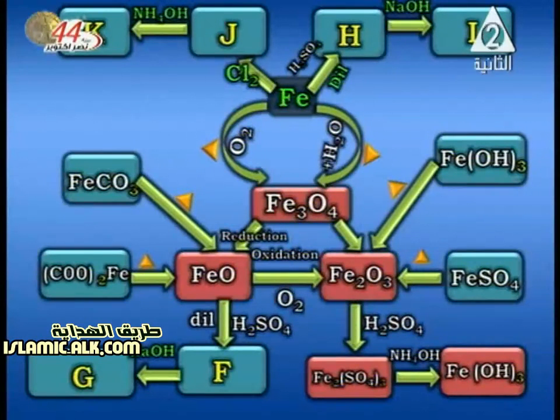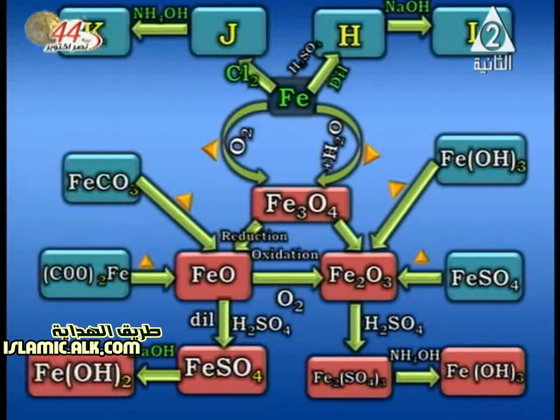Now looking at compound F. Here, when iron 2 oxide reacts with dilute sulfuric acid, it reacts by double substitution reaction also, giving iron 2 sulfate. That reacts with sodium hydroxide by double substitution reaction. It gives iron 2 hydroxide, which is a white-green precipitate.